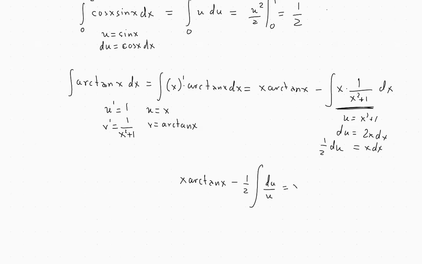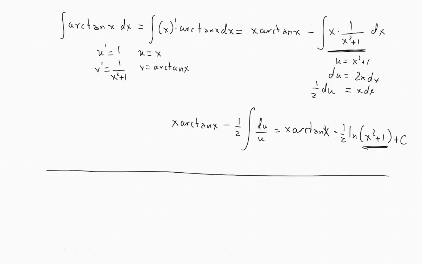The antiderivative of 1 over u is ln of absolute value of u. We don't need the absolute value because we have x squared plus 1. So when we plug it in, we will get minus 1/2 ln of x squared plus 1. If you want, you can put absolute value, but it's redundant because this quantity is positive. And that's this integral.